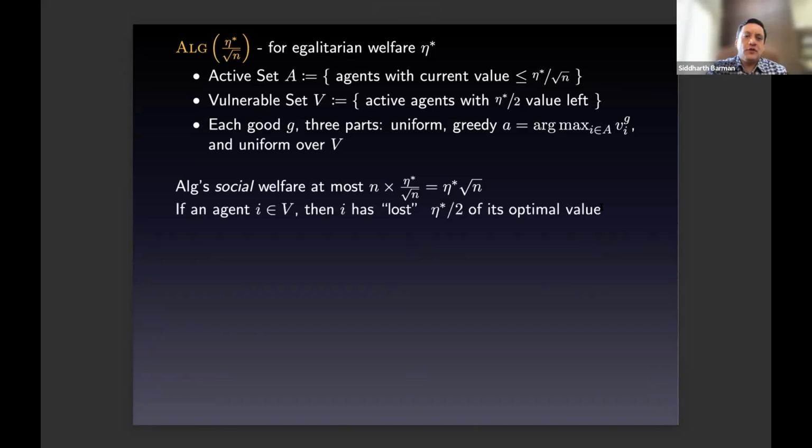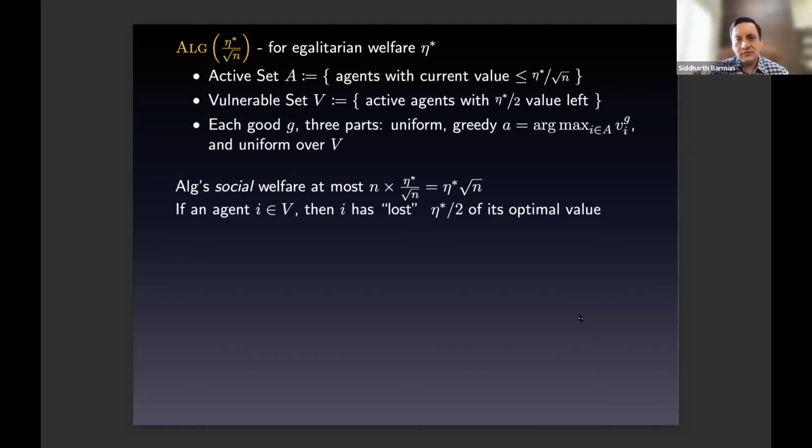Here's a next useful observation. Look at an agent, and she is now a part of the vulnerable set. Note that if no agent ever becomes vulnerable, you're actually golden. If all the agents stop being active, it means that you have assigned eta star by square root n to everyone, which means that the algorithm has hit this egalitarian welfare up to a square root n factor in the denominator. You wanted to give everyone eta star, you have given everyone eta star by square root n, fine. Your competitive ratio is square root n, done.